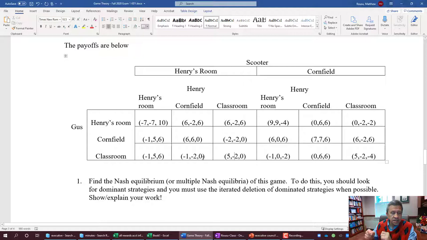Okay, what about Henry? Henry's the second payoff in here. Okay, go into Henry's room. Well, it's -7 here if Gus is in Henry's room and Scooter's in Henry's room, whereas the cornfield's -2. So perhaps Henry's room is dominated. 5 is less than 6. But 5 is greater than -2, and it's also greater than the -2 here. So we know Henry's room is not dominated by either option.